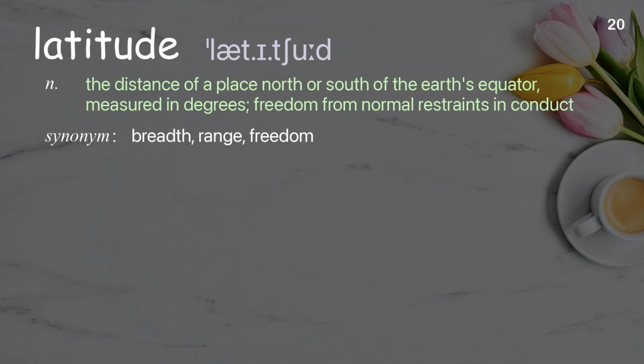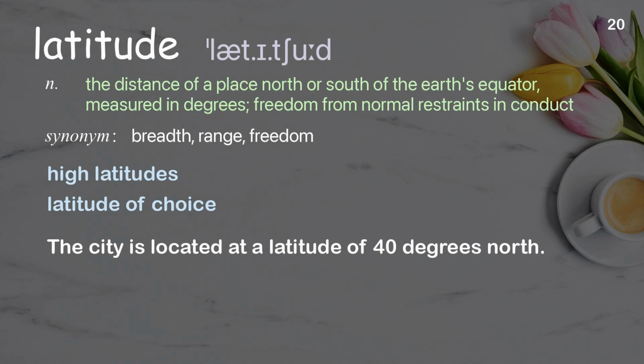Latitude. The distance of a place north or south of the Earth's equator, measured in degrees, freedom from normal restraints in conduct. Examples: high latitudes, latitude of choice. The city is located at a latitude of 40 degrees north.